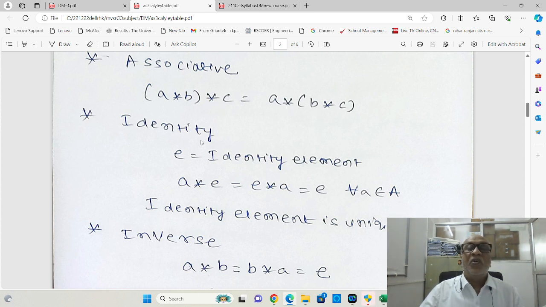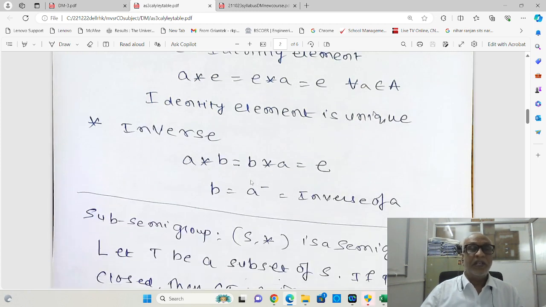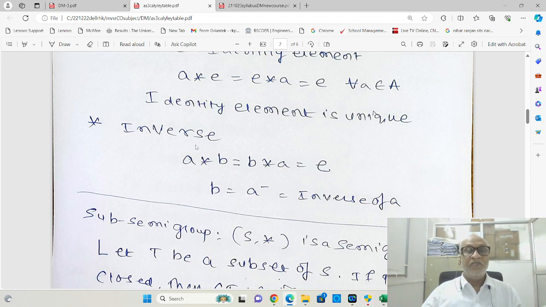What is an identity property? Element E will be called an identity element if this is held: A star E is equal to E star A is equal to A. And remember, identity element is unique. The next property is the inverse property: A star B is equal to B star A is equal to E. Here B is the inverse of A.